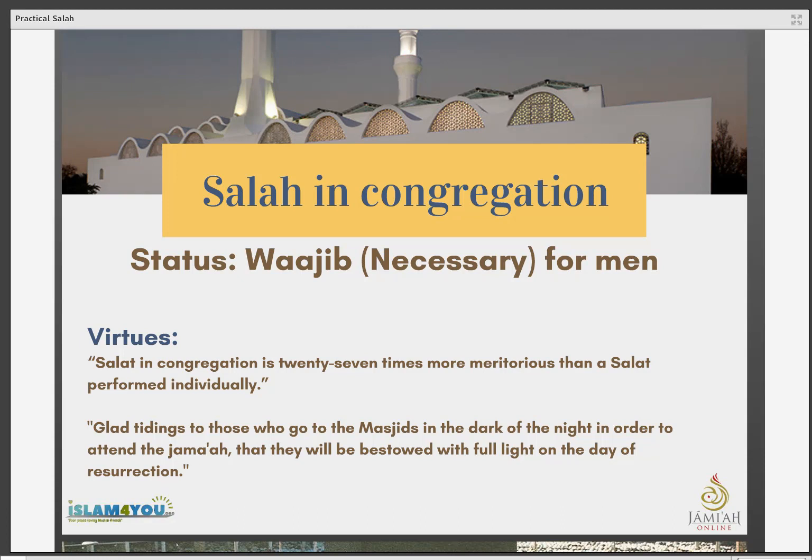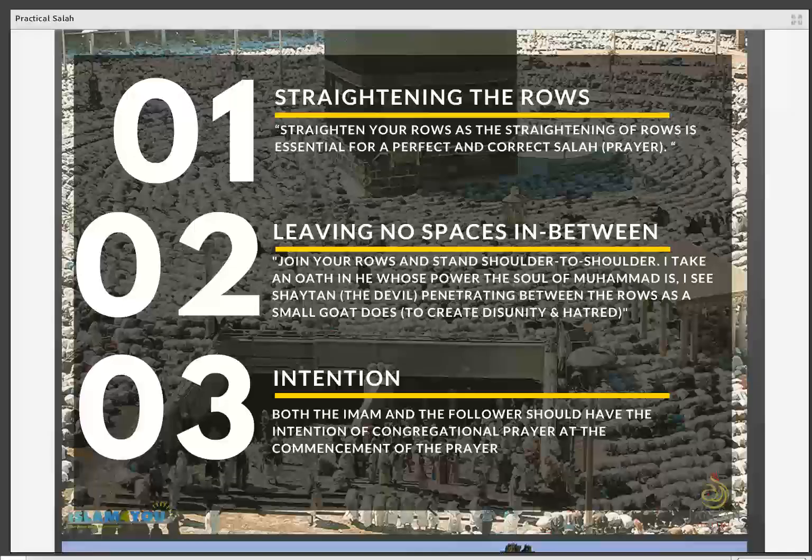I always encourage people that we might not all be able to perform all the prayers in congregation. Perhaps you are at work, perhaps different responsibilities, but at least one prayer should be performed in the masjid, in the mosque daily, and thereafter we try to build upon that.